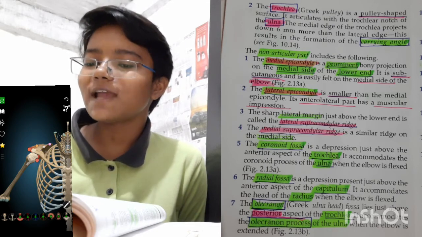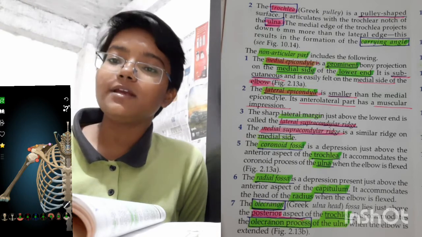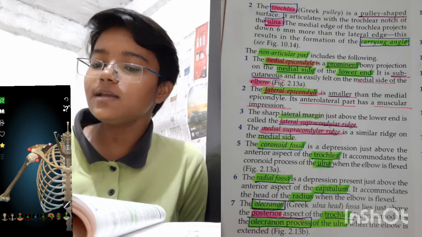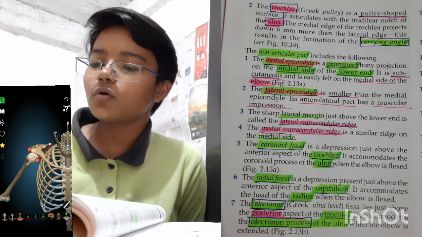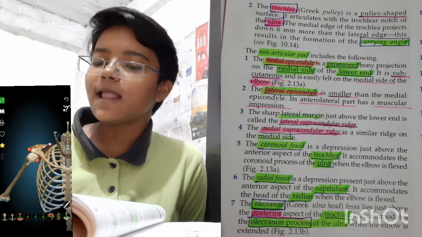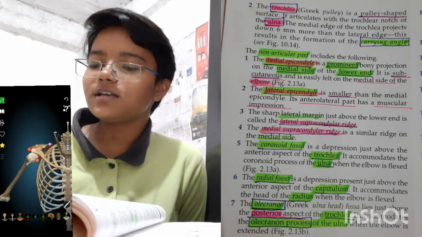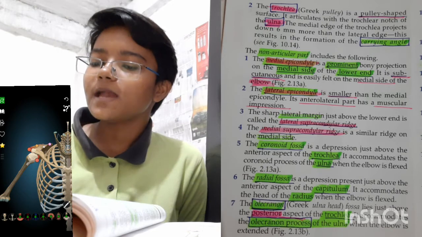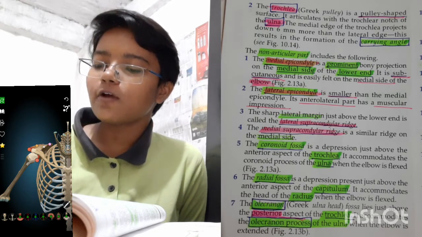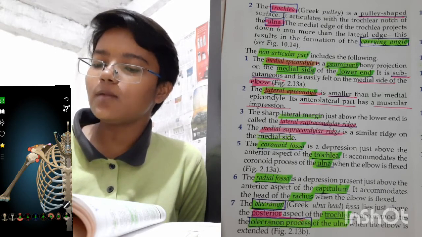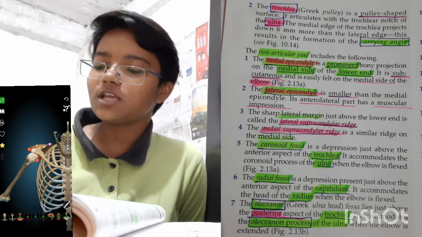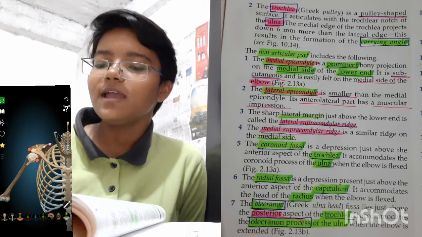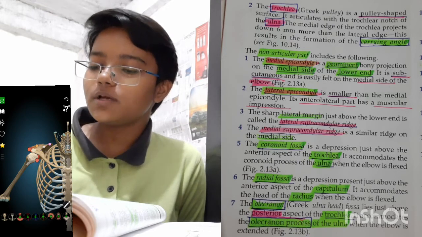The coronoid fossa is a depression just above the anterior aspect of the trochlea. It accommodates the coronoid process of the ulna when the elbow is flexed. The radial fossa is a depression present just above the anterior aspect of the capitulum. It accommodates the head of the radius when the elbow is flexed. The olecranon fossa lies just above the posterior aspect of the trochlea. It accommodates the olecranon process of the ulna when the elbow is extended.